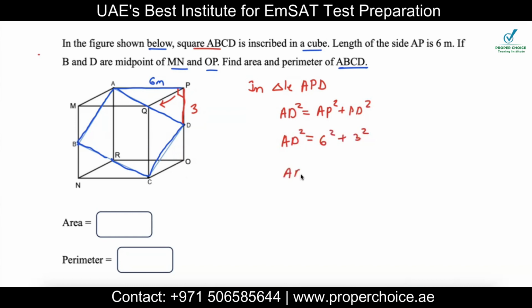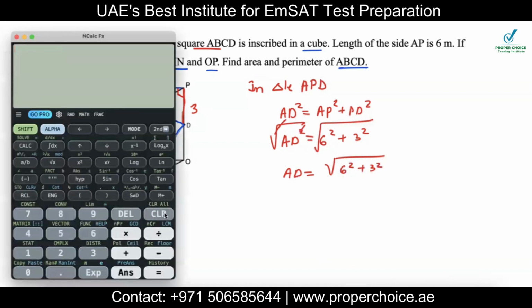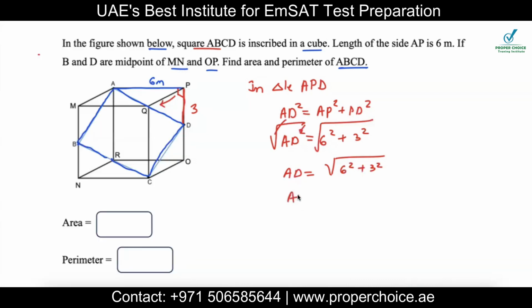So from this one, AD equals the square root of, because I'm looking for just AD. Whenever it has a square, to get rid of it, you have to put a square root. When you put a square root on either side, the square root and the square on AD get cancelled out. So I get AD is equal to the square root of 6 square plus 3 square. Now put it in the calculator and get it done. Square root of 6 square plus 3 square, we are getting 3 root 5. So the length of AD is gonna be 3 square root of 5.